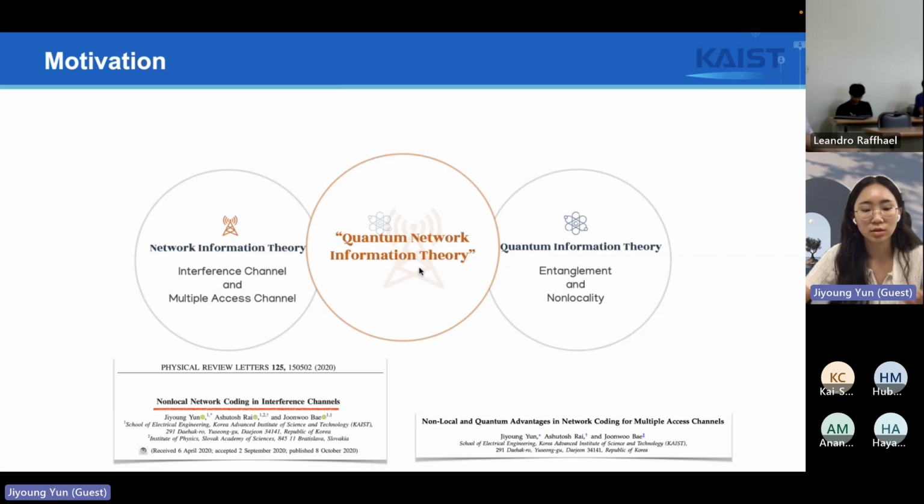So on these topics, we already published a paper in 2020, non-local network coding in interference channels. And a few months ago, we uploaded the non-local and quantum advantage in network coding for multiple access channel on arXiv. Today, I'm gonna talk about this non-local network coding in interference channels.